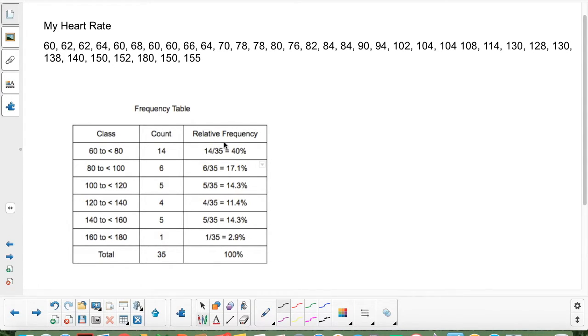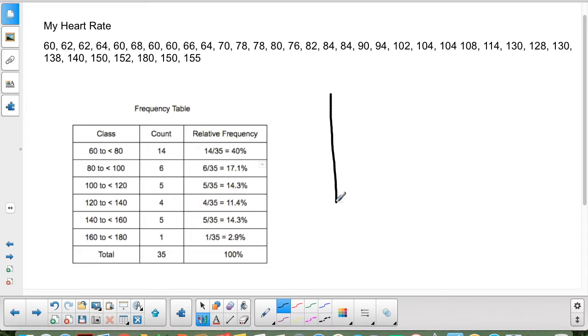Then what I created was something called relative frequency. Relative frequency is just a percentage out of the entire set of data. So it's 14 out of 35, 6 out of 35, and so on. Obviously, they should add up to 100%. You can create either a frequency histogram or a relative frequency histogram. I'm going to attempt to draw one, and I'm going to do just a frequency histogram.